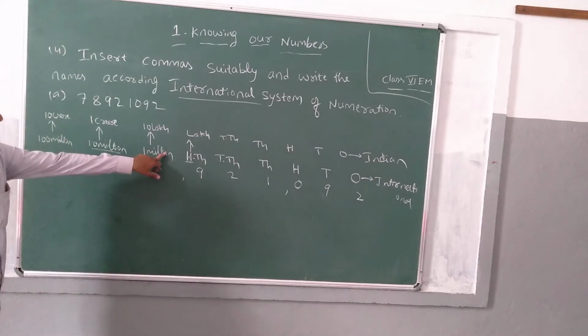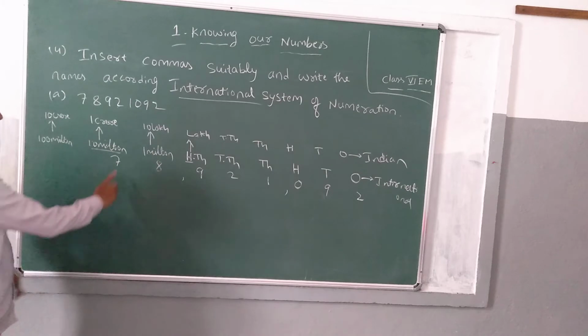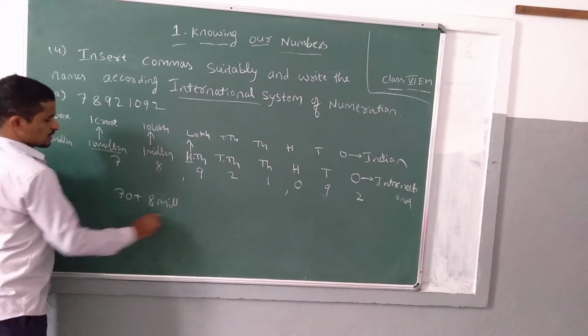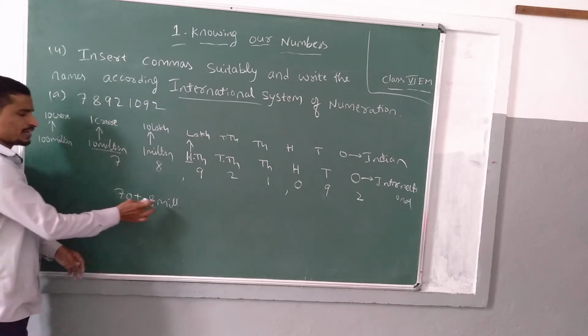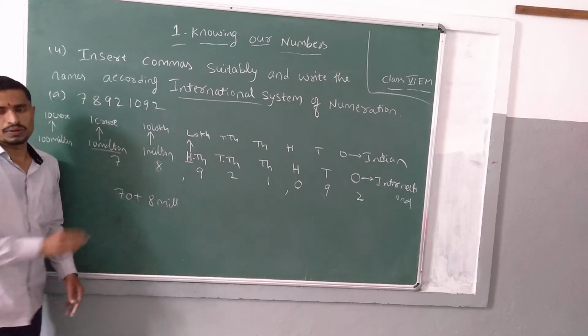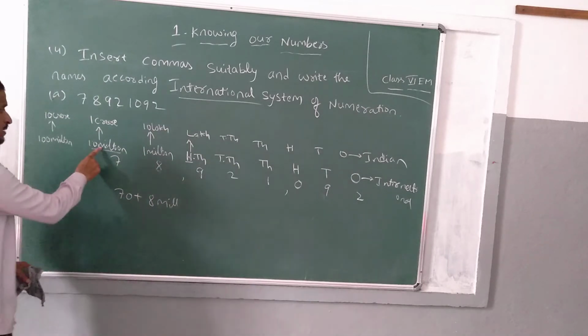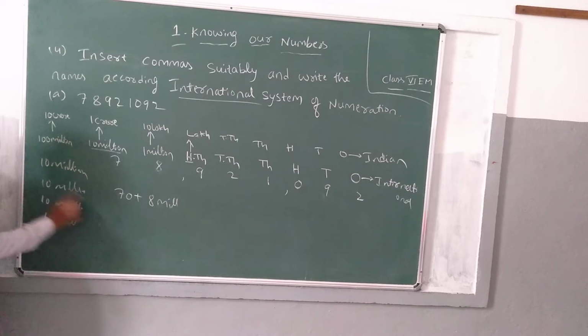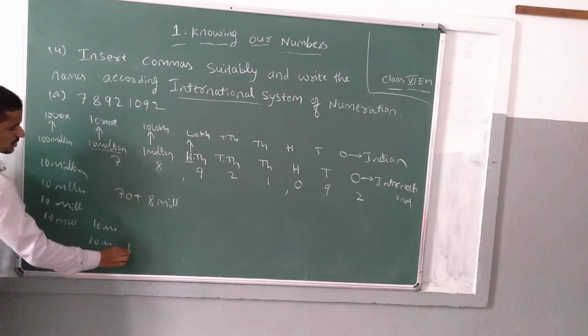Okay, once again I will write this. 78 million can be split as 70 million plus 8 million. 70 million plus 8 million, 78 million. Okay. How many 10 millions are there? 7 are there. 1, 2, 3, 4, 5, 6, 7.